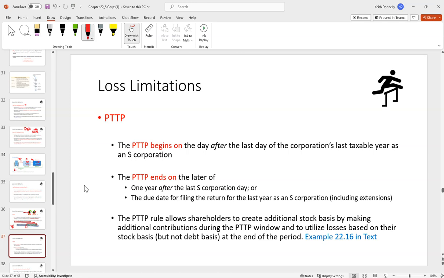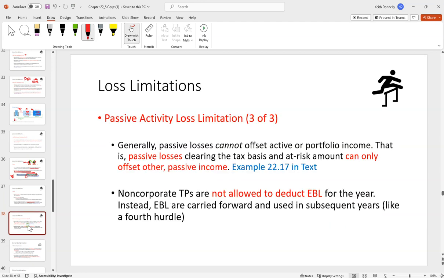Right, so that's what it's saying right there. It begins on, it ends on. And it's essentially meant to give you a window to create additional stock basis so you can utilize those trapped losses. So you can look at 2216.